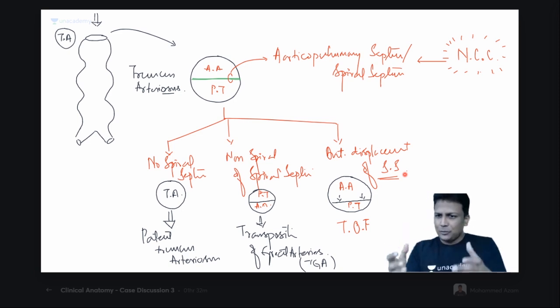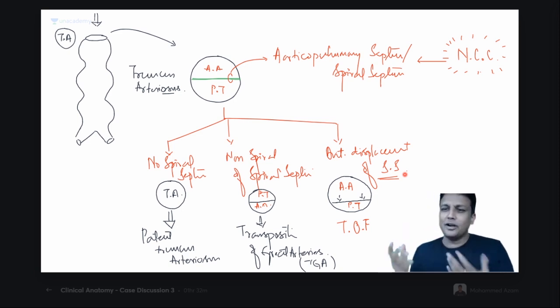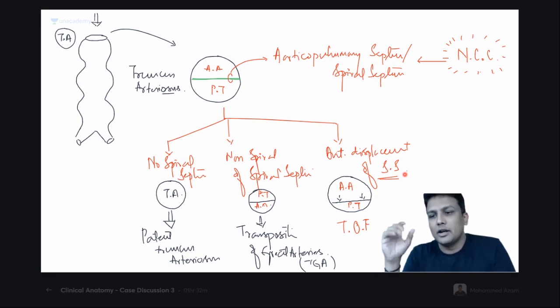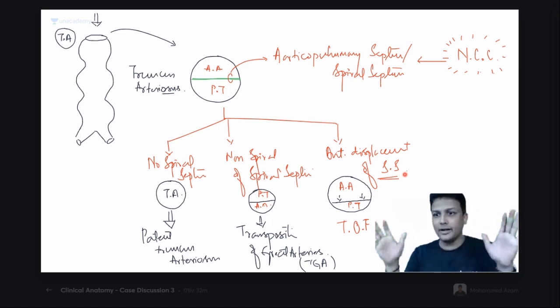Understanding? Or will you just be mugging up what is tetralogy of Fallot? One-liner. What is that one-liner? Boot-shaped heart. Tetralogy of Fallot, boot-shaped heart. And on top of that, a dangerous thing: people are mugging up with the mnemonics. I hate that mnemonic a lot, sir.